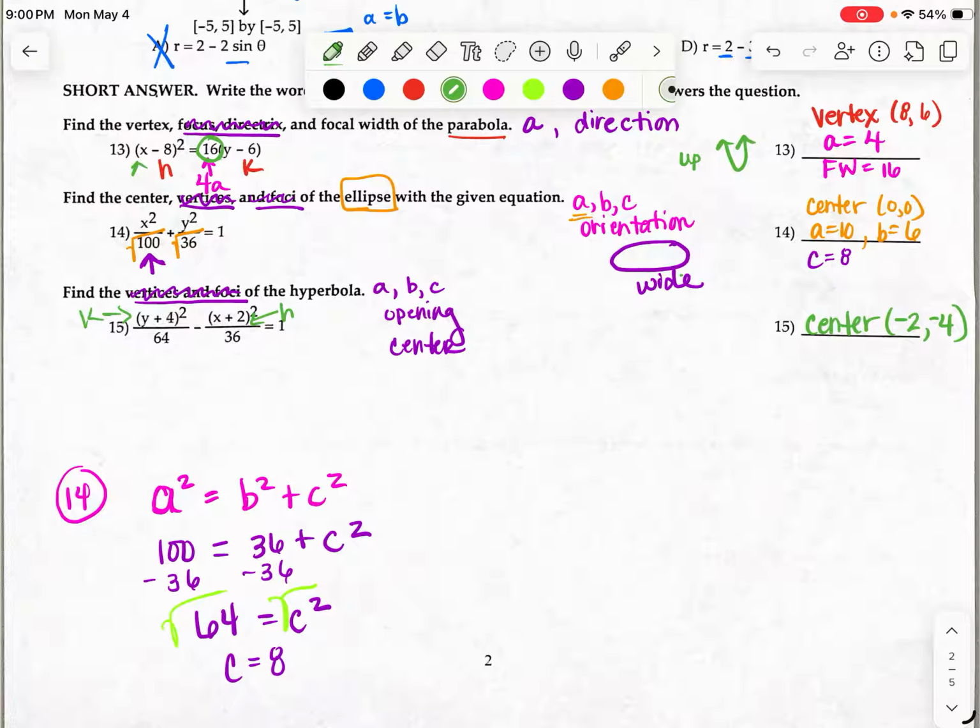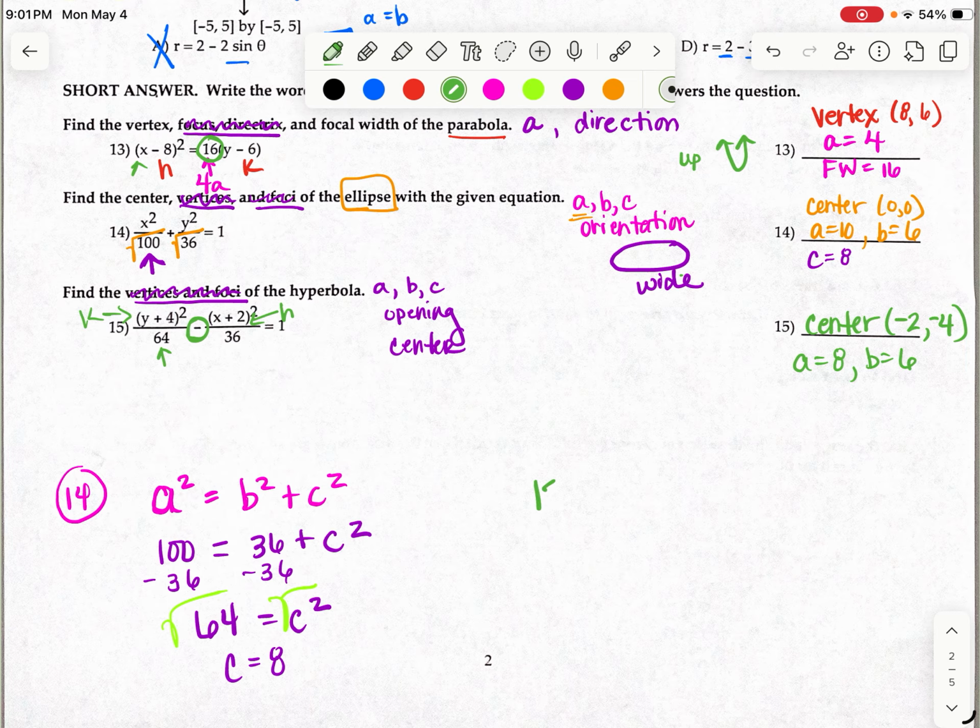All right, on hyperbolas, A can be the big or little number. It doesn't matter, but it has to come from the first number because notice subtraction, right? Order is important on this one. So A is the square root of 64, which is 8. B is the square root of 36, which is 6.